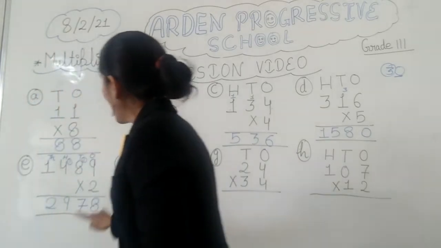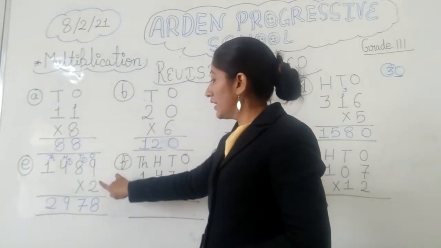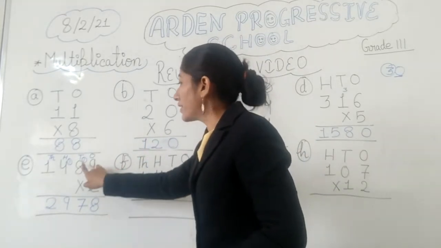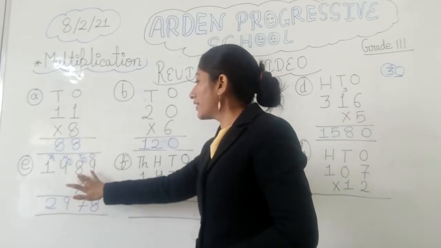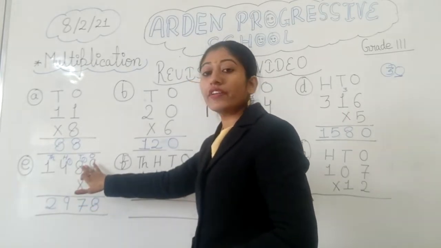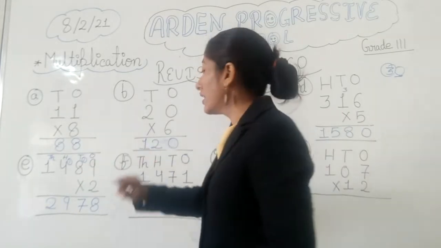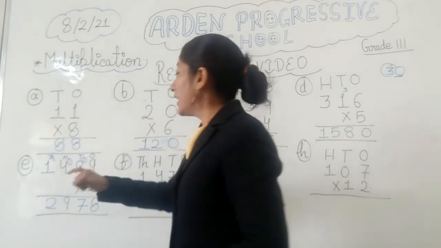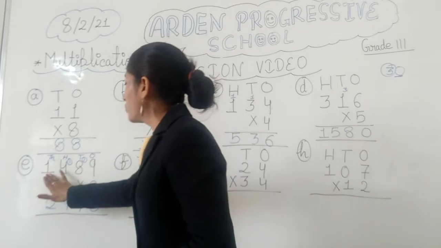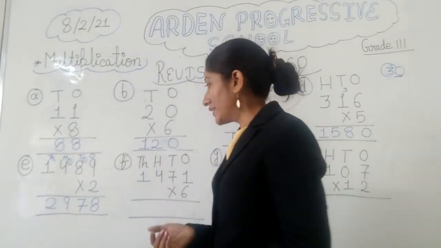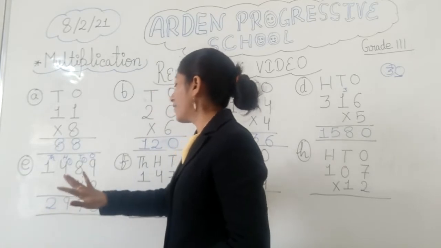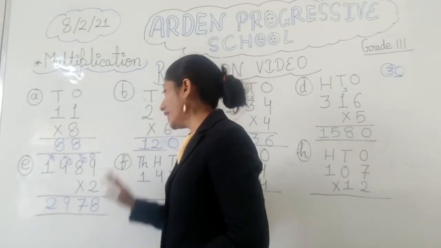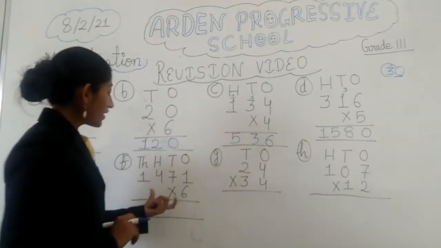Again you can see 9 into 2 is 18. Of 18 we are writing only 8. 1 is carry. Then multiply 8 by 2. 8 2s are 16. But 1 we already have, so 16 plus 1 is 17. That's why we are writing here 7 and 1 is carry. Then 4 into 2 is 8. 8 plus 1 is 9. And 2 into 1 is 2. So what answer we are getting? We are getting 2978. Now, same thing we have to do here.